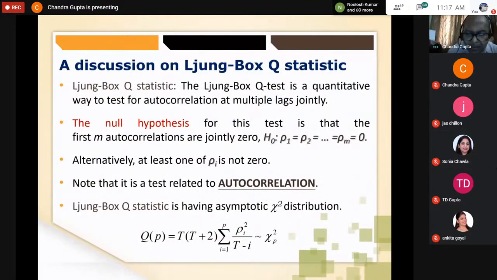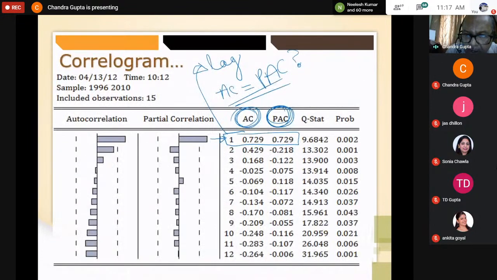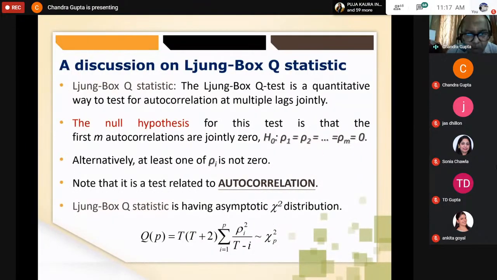Then, in this graph, we have what is called Q statistics, and this is the probability value of the Q statistics. So now let's understand what this Q statistics is. Ljung-Box Q statistics is a quantitative way to test for autocorrelation at multiple lags jointly.